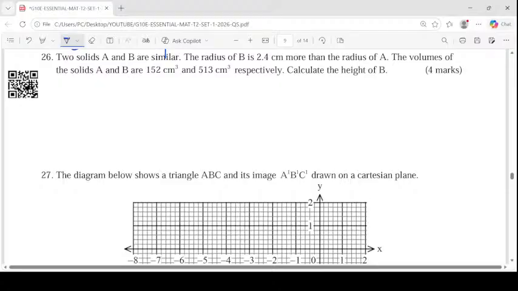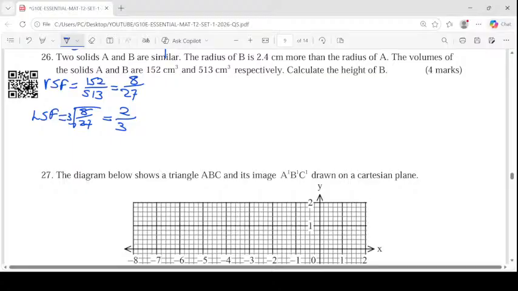With these volumes, I can get their ratios, which we call the volume scale factor. The ratio here will be 152 over 513, which simplifies to 8 over 27, the volume scale factor. Then I get the linear scale factor by getting the cube root of 8 over 27, which becomes 2 over 3. That is the linear scale factor.